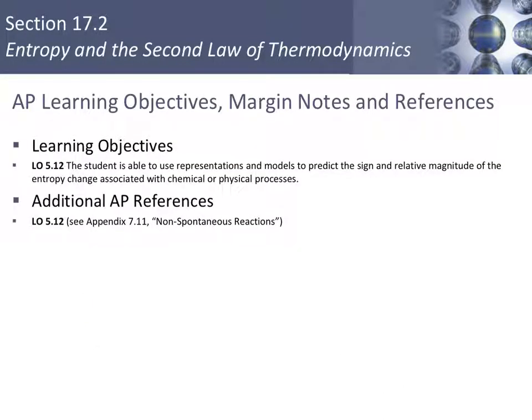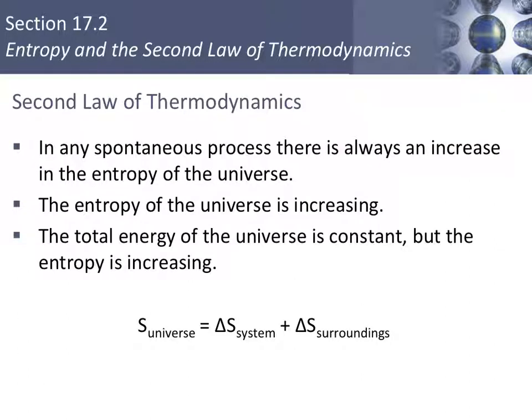In section 2, we're going to discuss entropy and the second law of thermodynamics. The second law of thermodynamics says that the entropy in the universe is always increasing. Remember, the first law of thermodynamics states that energy is conserved, or the energy of the universe is constant. So the second law talks about entropy, and it should be increasing, so not conserved, not constant.